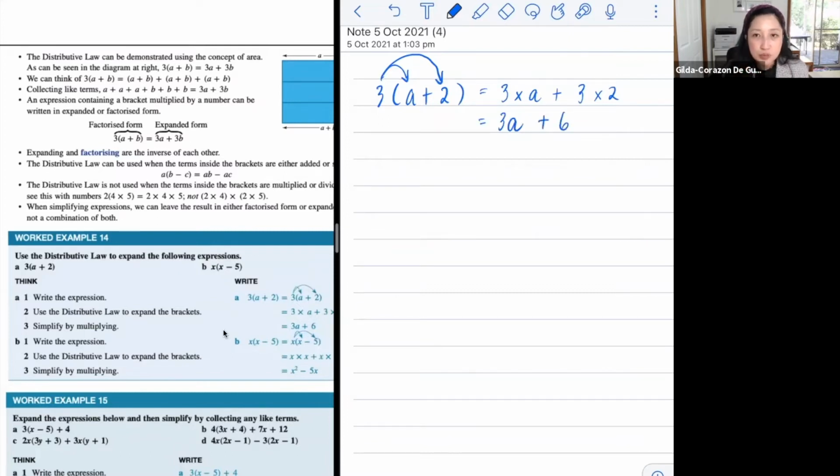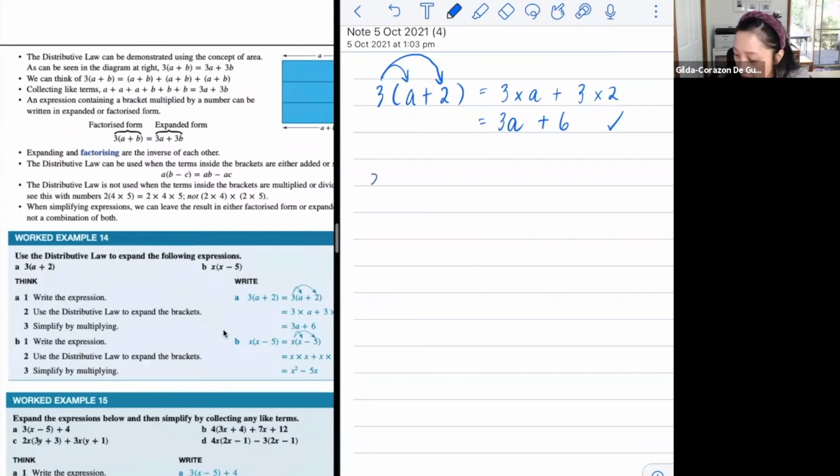Now, what we learned previously was that we can only add these terms if they are like terms. 3A and 6 are not like terms, right? 6 is just a constant, and we would only be able to add it to a constant. 3A would be what we call an A term, and we would only be able to add that to something else that has an A as well, right? Otherwise, we've got 3A plus 6 in its simplest form, okay? What it means is that we can't add them anymore, and therefore, that's the answer we are looking for.